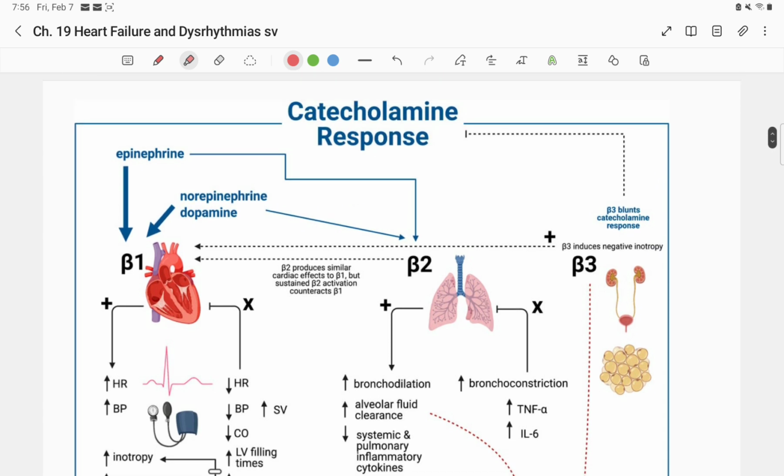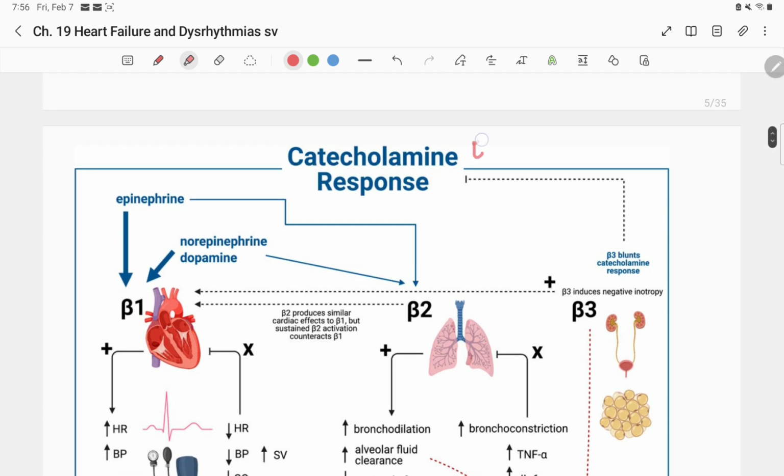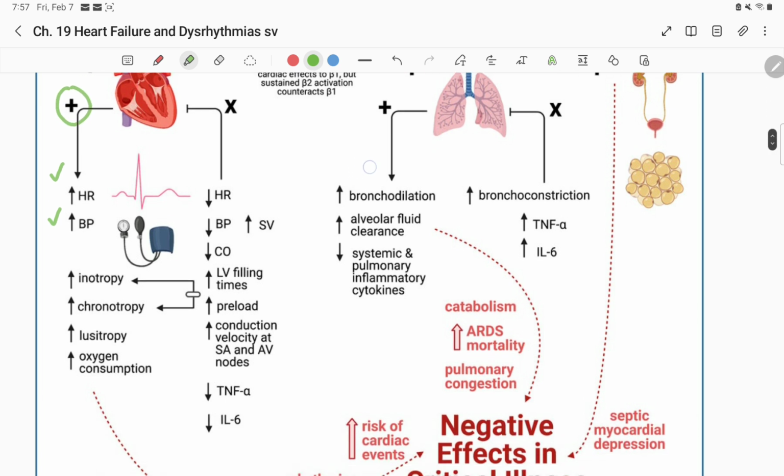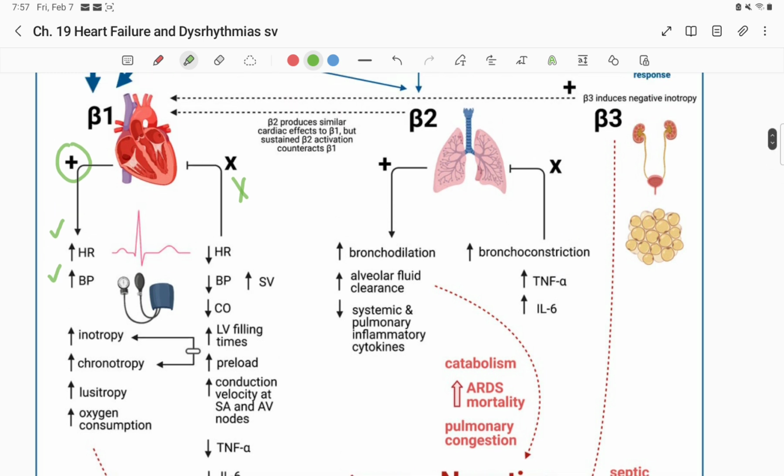All right, so when we release our catecholamines, right, so your epinephrine, norepinephrine, okay, think about your sympathetic responses. So over here, it should increase heart rate, increase blood pressure when activated. Okay, but if it's inhibited, then you'll have decreased stroke volume, decreased cardiac output, decreased blood pressure. Okay, so those are the beta 1 receptors, and those are found in the heart.